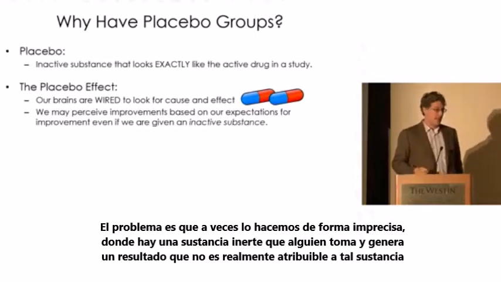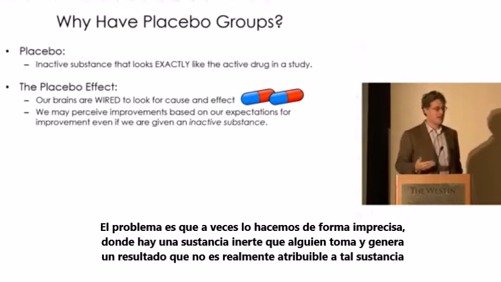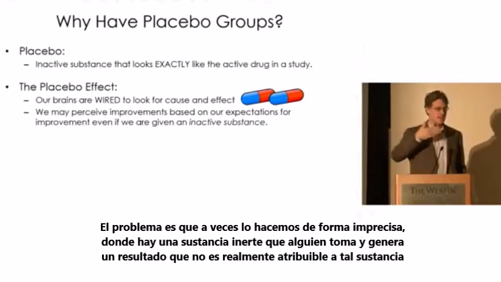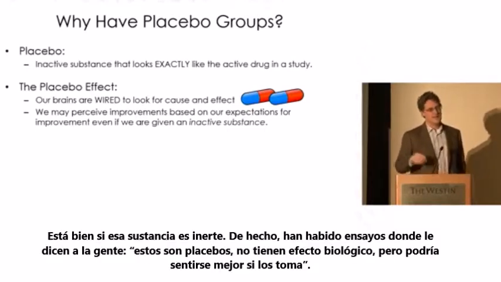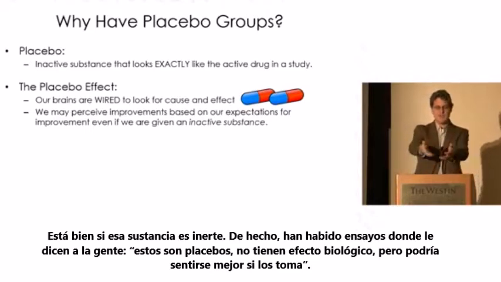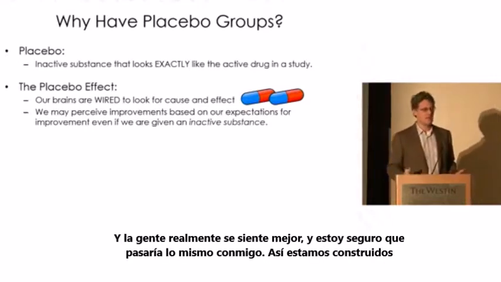The problem with it is that we sometimes do this inaccurately. So sometimes there is an inert substance that somebody takes and then reads into that an outcome which is actually not in real life attributable to that inert substance. And if that inert substance is truly inert, that's fine. In fact, they've done trials where they say to people, here, these are placebos. They have no biological effect, but you might feel better if you take them. And people feel better. And I'm sure I'd be the same way. This is how we're built.